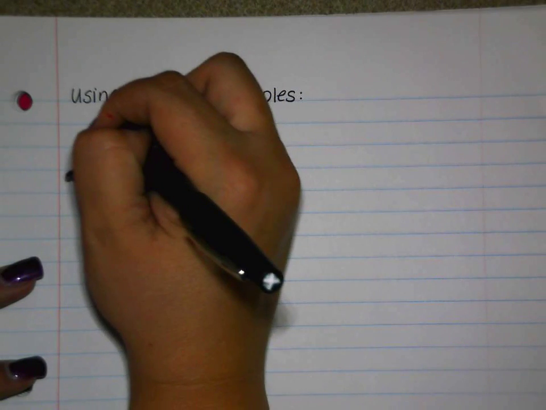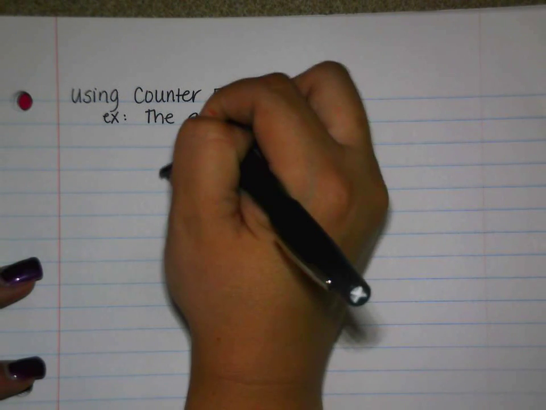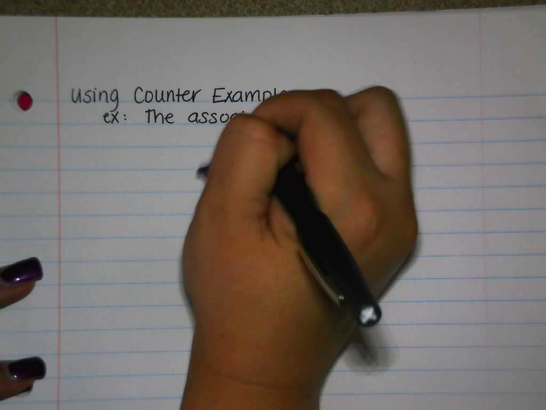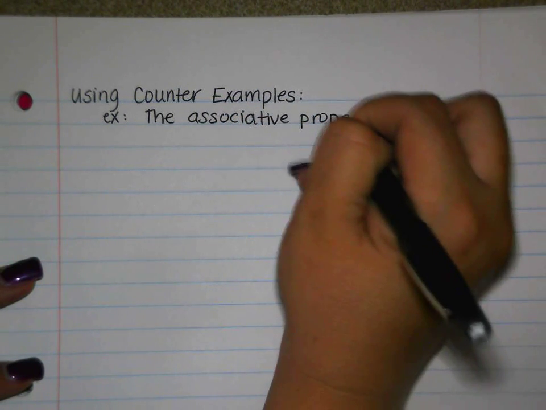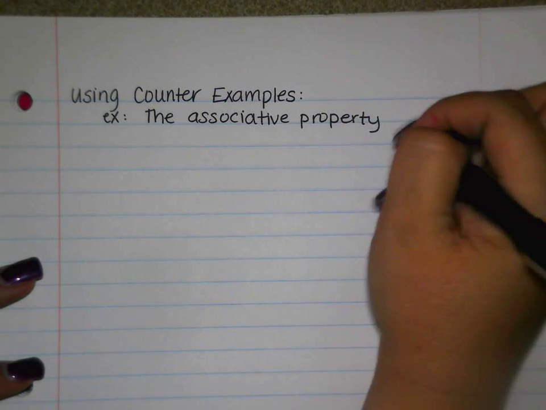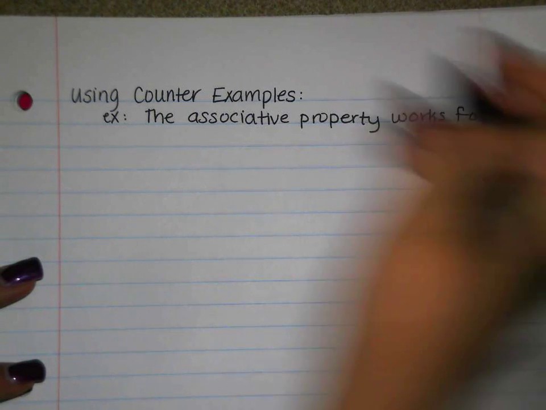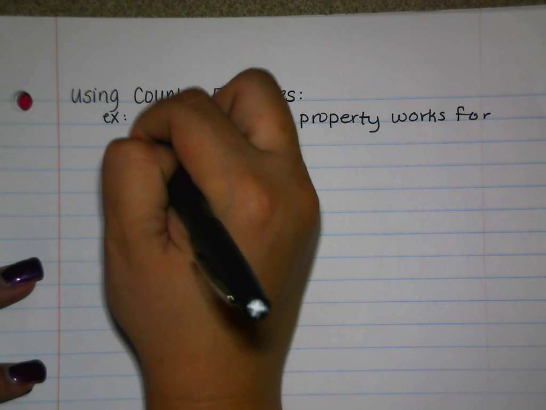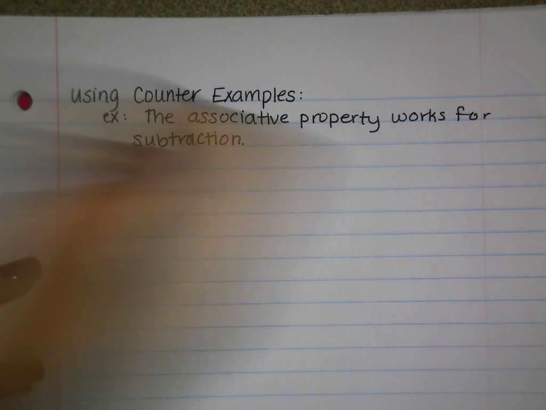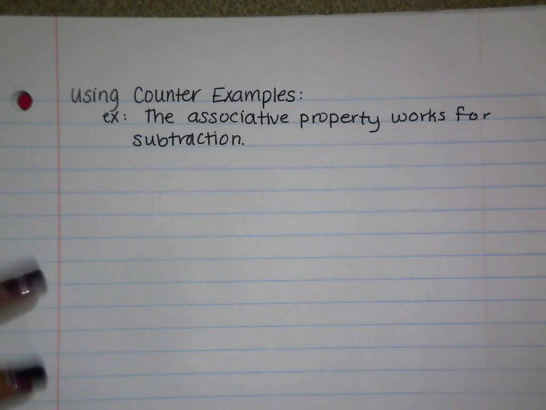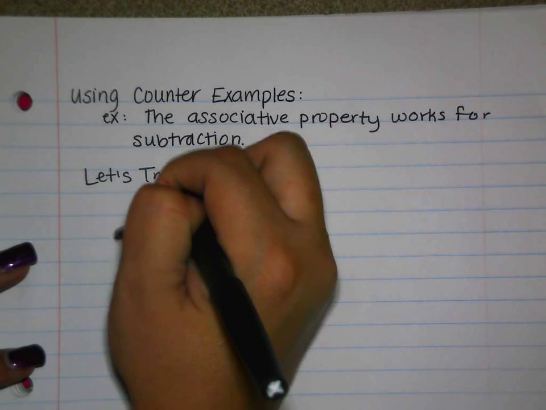So after we've learned those two, I'm going to say the associative property works for subtraction. We know that it doesn't work for subtraction, so do not be tricked and think this is true. We're just going to prove this by counter example. So let's try it.